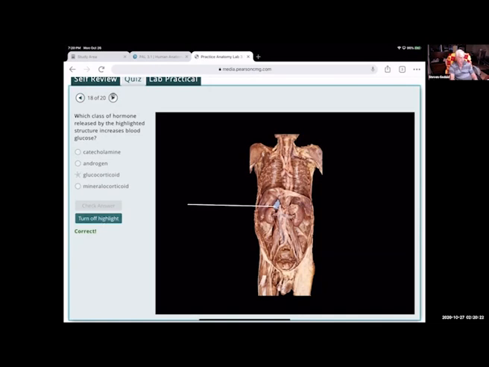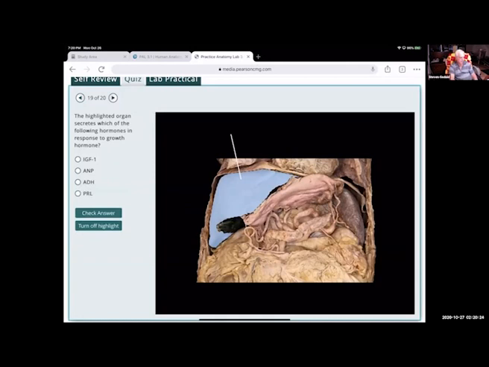All right. What organ is this? That's the liver. And that big black thing has got to be some disease state of it. The highlighted organ secretes which of the following hormones in response to growth hormone? We did not cover that. I don't think we did cover that.